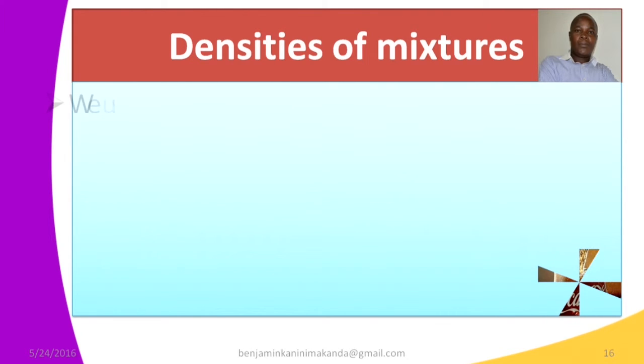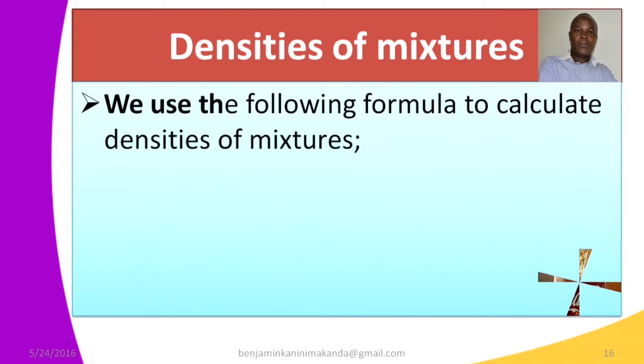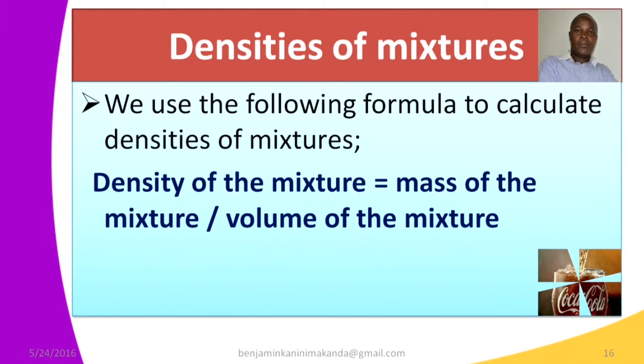Now, how do we go about densities of mixtures? We use the following formula to calculate densities of mixtures. Which formula do we use? The density of the mixture is given by the mass of the mixture divided by the volume of the mixture.